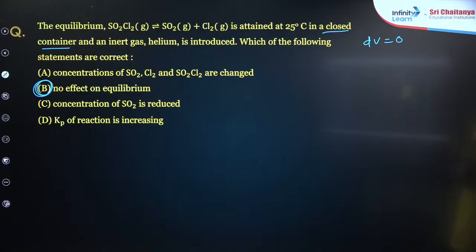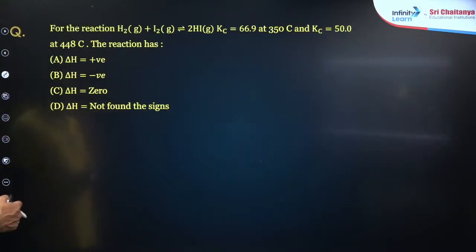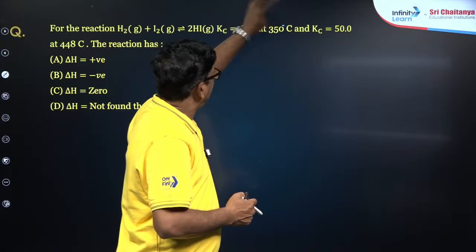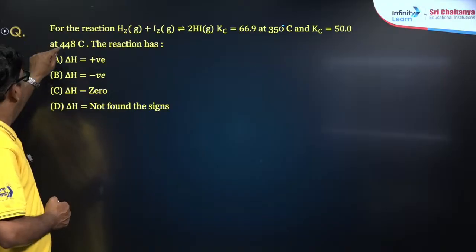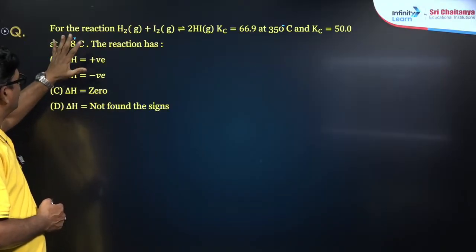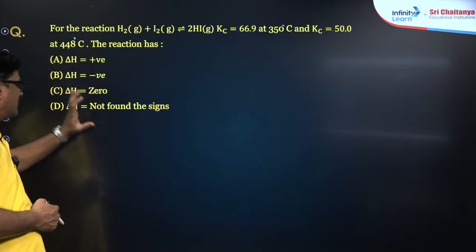Moving ahead to give one more question. Next, for the reaction H2 plus I2 gives rise to HI, Kc is equal to 66.9 at 350 degrees centigrade. Kc is 50 at 448 degrees centigrade. The reaction has delta H positive, delta H negative, delta H 0, or delta H is not found in the signs.